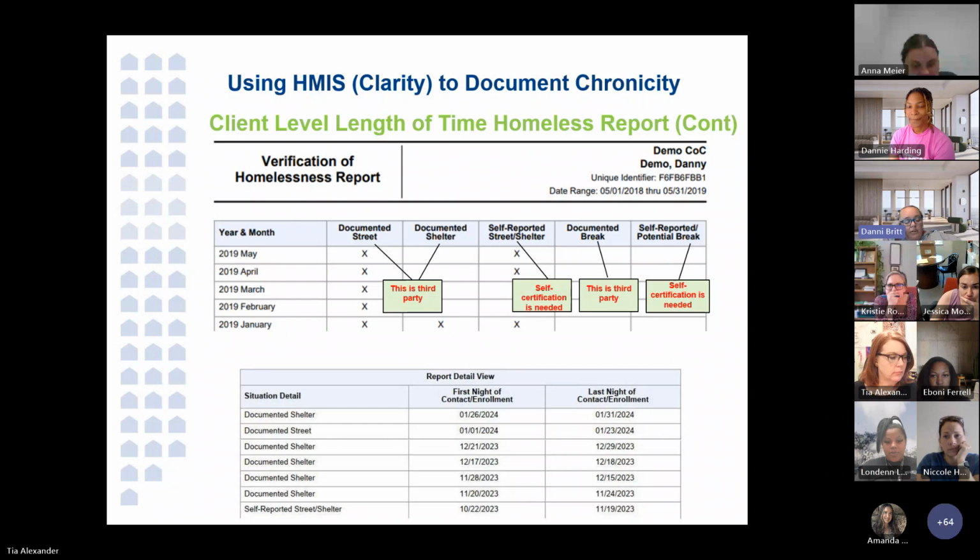So just to be clear, to chronic somebody, they are only allowed to self-cert for 3 months, correct? And then third-party certification, how many months is that? There's no limit for third party. Okay.